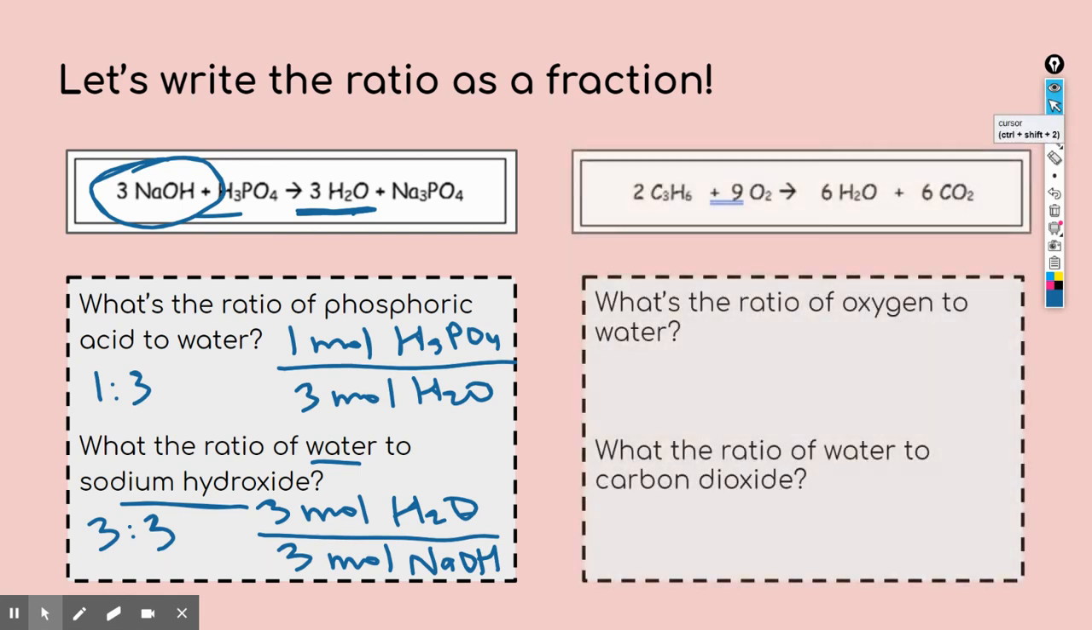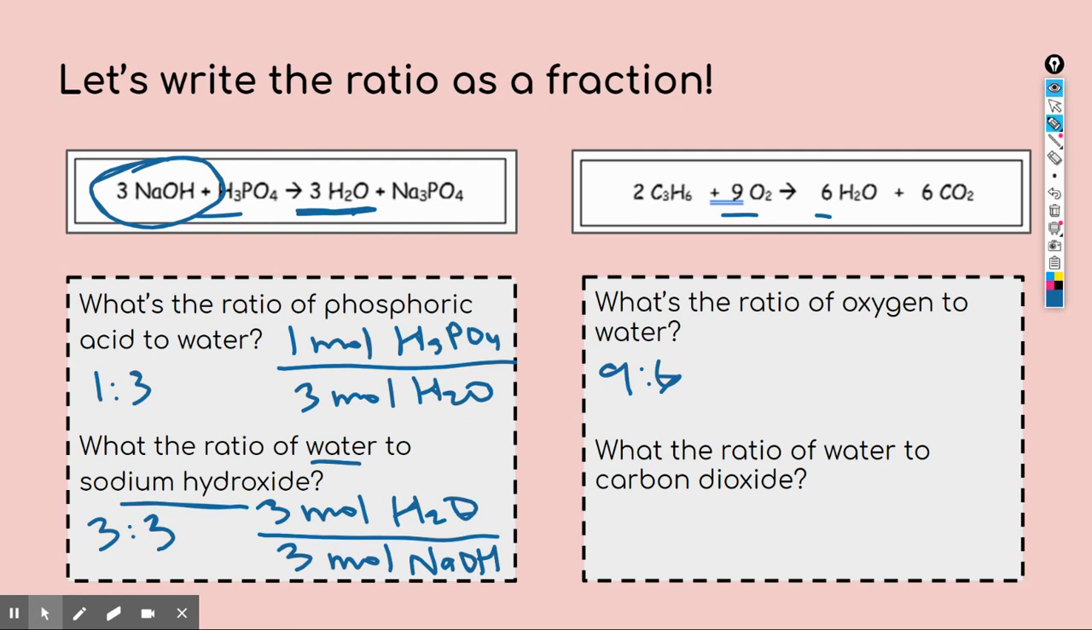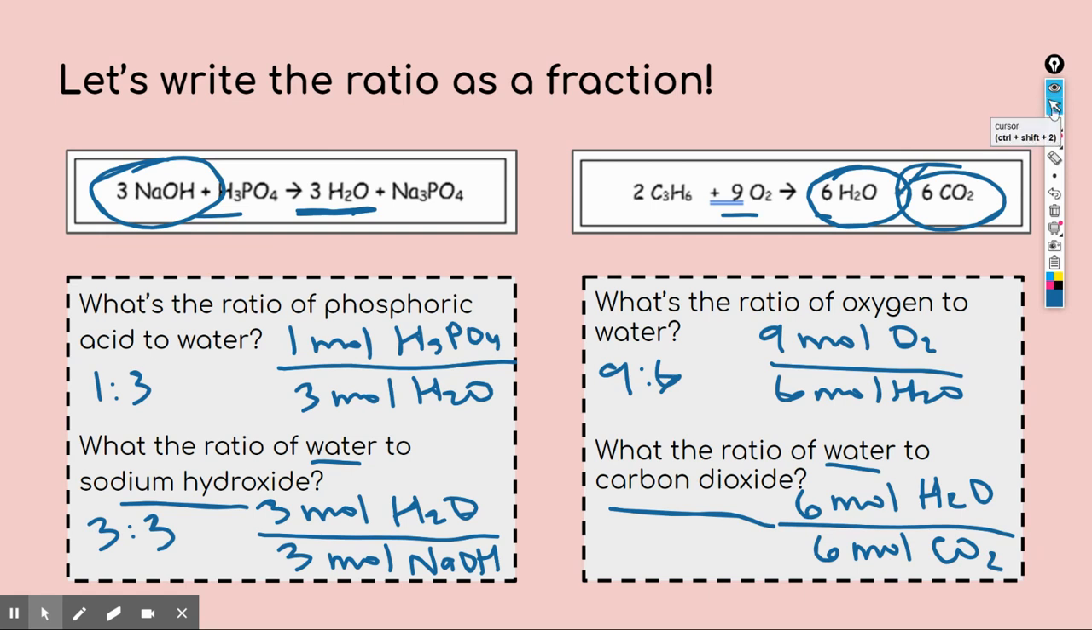Okay, one more. So the same example as from the previous slide. What is the ratio of oxygen to water? That was 9 to 6. So 9 to 6. So that would be 9 moles of O2 for every 6 moles of H2O. And then down here, water to CO2. That's water to CO2. That would be 6 moles of H2O for every 6 moles of CO2.